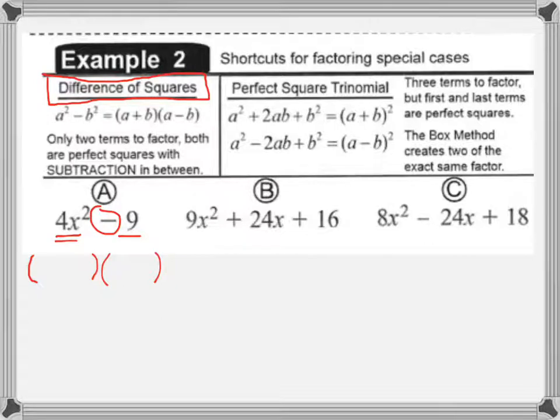You would take the first term, which is 4x squared, take the square root of that, which is 2x, put it in both parentheses. Then look at the second term, which is 9, take the square root of that, put that in both parentheses, and one of the parentheses gets a plus and the other gets a minus. And we're factored. So 2x plus 3 times 2x minus 3.